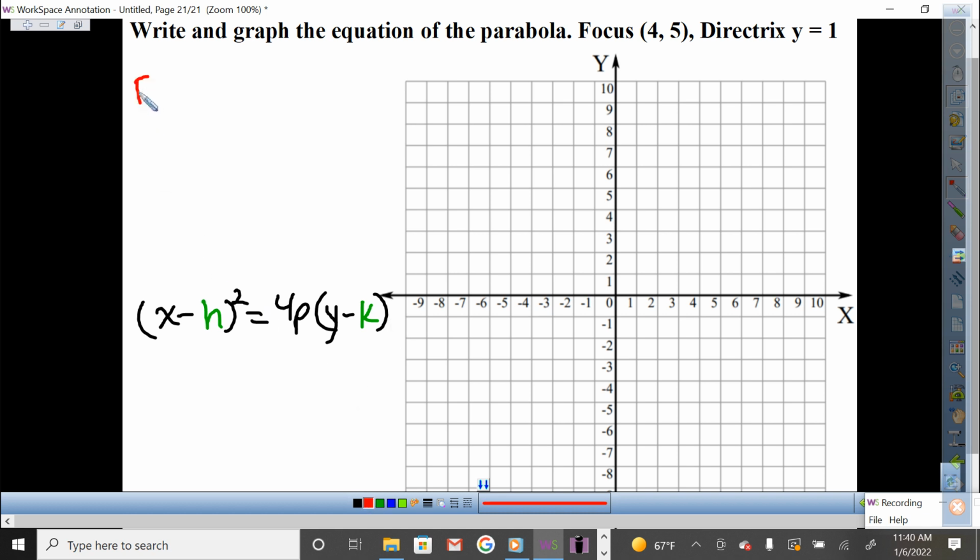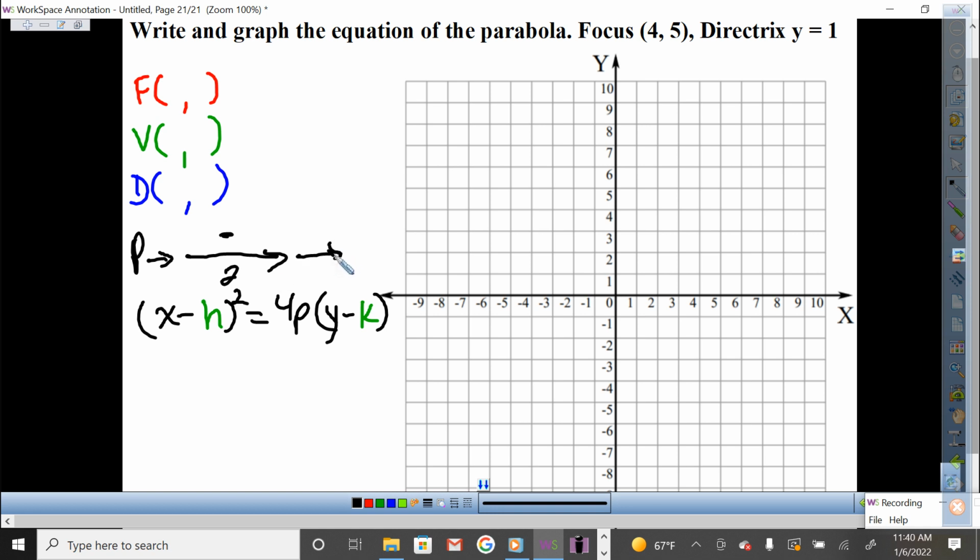Next, you need to get organized first before we get started. So we write F for focus, V for vertex, D for directrix point, and P for the distance between the 2 points. We're going to subtract those, divide by 2. That's how we get the value of P.